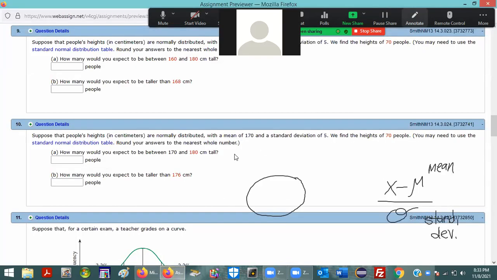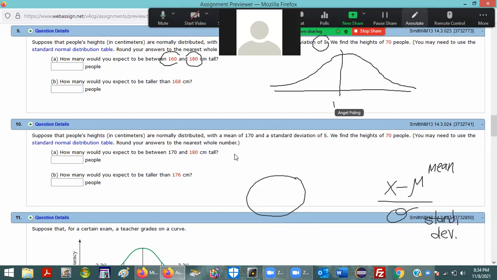Okay, so here we have a mean of 170 and a standard deviation of 5. And we're trying to find how many people we would expect to be between 160 and 180.